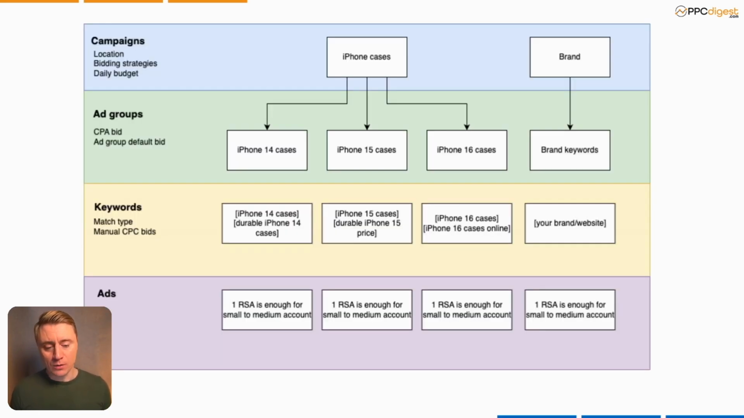So this is an example of the previously mentioned iPhone cases campaign. On the campaign level, you have your location, bidding strategy, and daily budget. The budget is set on a campaign level as a daily budget. So just multiply it by 30 and you'll get your total budget, or just divide the total by 30 and you'll get your daily budget. So if I had only iPhone 15 cases, or let's say iPhone 14, 15, and 16 cases, I would use a similar structure.